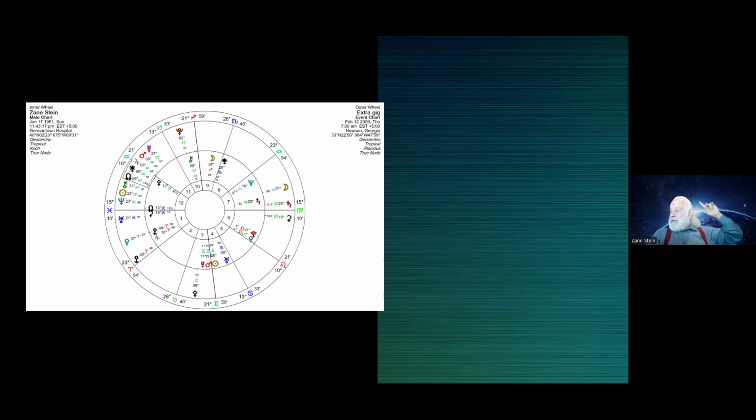The outer wheel is for the start of the shooting, and you can see my 11th house has a lot going on. Mercury, Mars, Jupiter, Juno, North Node. Mars and Jupiter sextile the moon, ruler of my 5th, and Mercury is trine the ruler of my 11th.